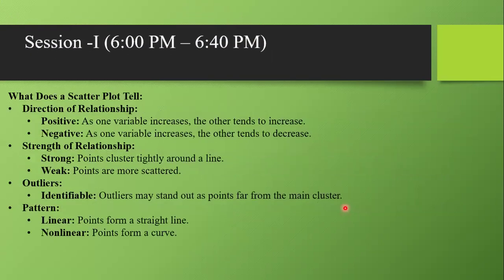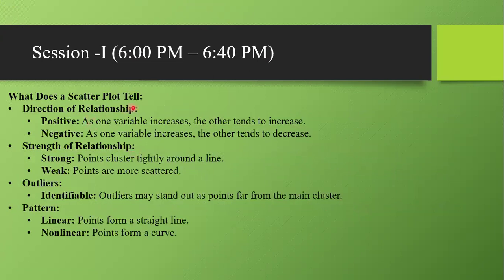Next is, what does a scatter plot let us know? It will let us know the direction, whether it is positive or negative. It will let us know the strength of the relationship, whether it is a strong relationship or a weak relationship. It will let us know the outliers. If some outlier exists in your data, it will stand out as a point from the main cluster. It will let you know the pattern, whether there is a linear relationship or non-linear relationship.